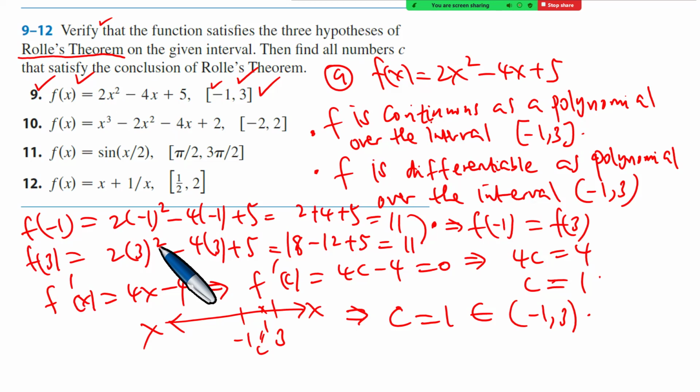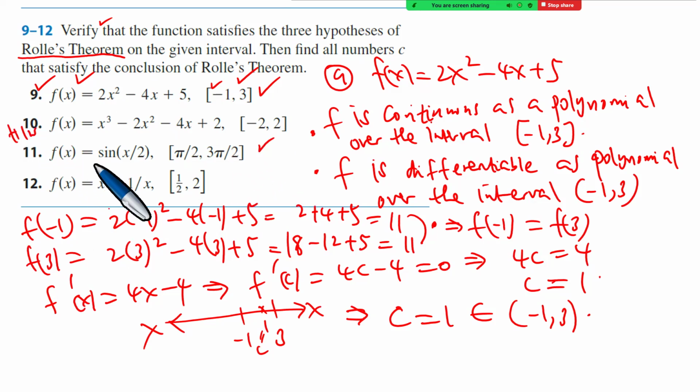Now, we're going to take some time to practice the next problem on Rolle's theorem. The next problem is problem number 10. Let's do number 10. Okay, let us do number 11. It doesn't matter, do number 11. And if I do number 11, I'm leaving this one as homework.